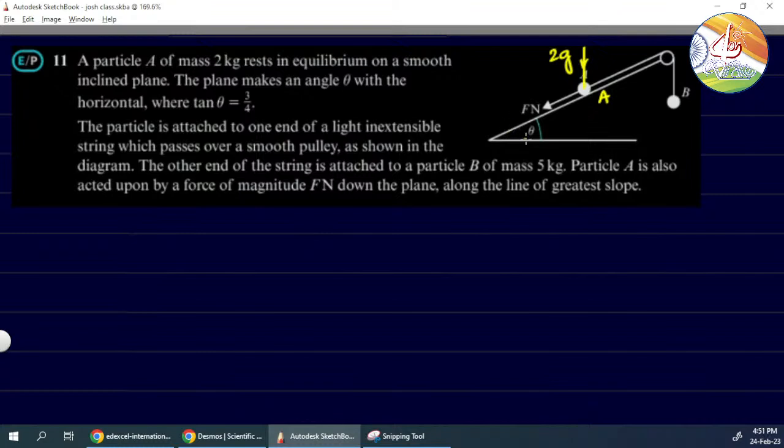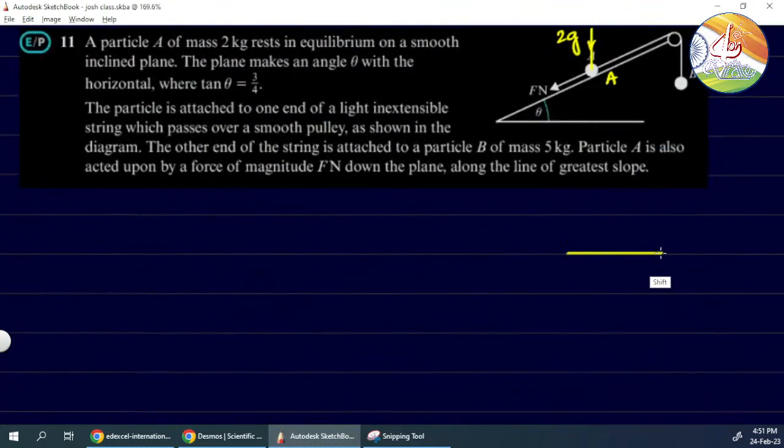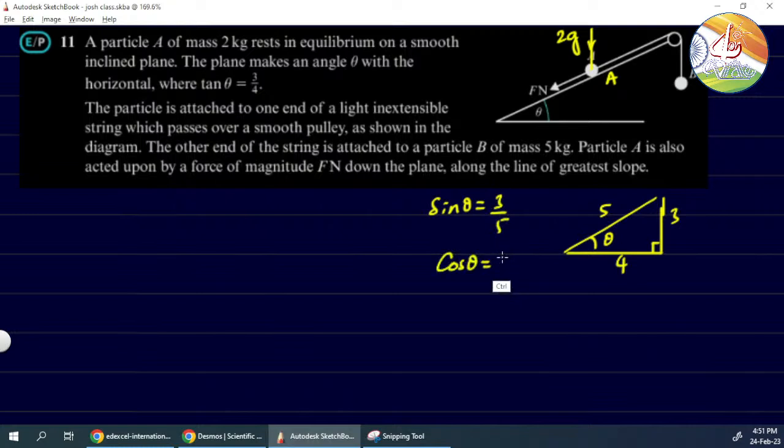Okay, the plane makes an angle theta, and theta is given as tan theta equals 3 by 4, right? So if tan theta is 3 by 4, what will be sin theta? This is theta. So 3 and 4, using Pythagoras' relation, we get this as 5. So sine of theta will be 3 by 5. Cos of theta will be 4 by 5, correct? So these we need to make use of.